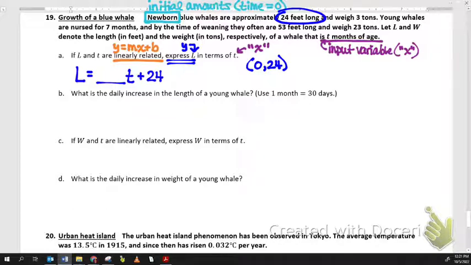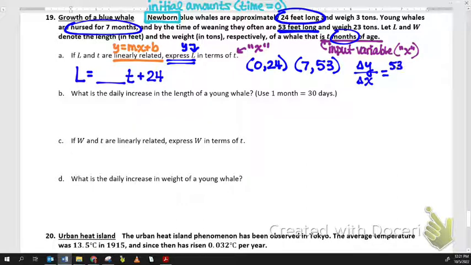Would it be 7, 53? 7 and 53. They tell us that they are nursed for 7 months. Remember, T is being measured in months, so that is not going to be a problem for me at all. So 7 for my X value and 53 feet long. So now I can find my slope. Change in y over change in x. How much did my y values change by?